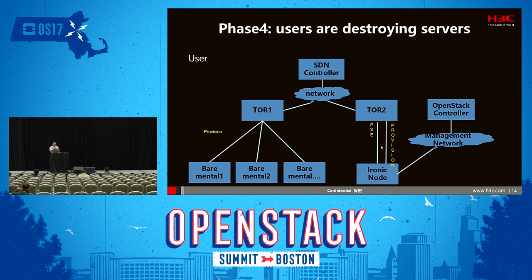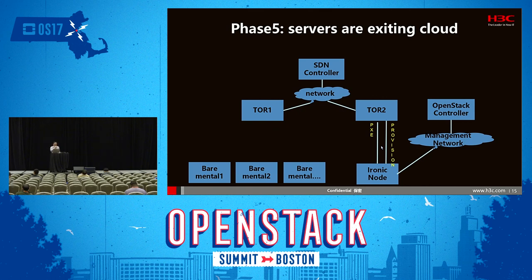Phase four. Users are disjoining service. If a user doesn't need a metal server anymore, he disjoins the service. In fact, Ironic supports cleaning network separately from the provision network. But in our solution, we merge them without security issues. Ironic will destroy the tenant port first. Phase five. Servers are exiting the cloud. When there is something wrong with the bare metal, we can make servers exit from the cloud.